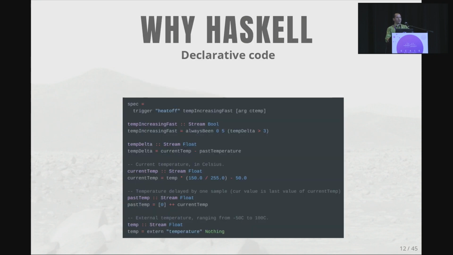Now, why do we use Haskell? And the decision to use Haskell actually predates my arrival at NASA. I've been there for 6 years. But I can tell you some of the advantages that I see in using Haskell in these projects.